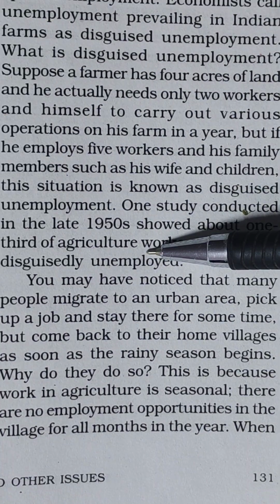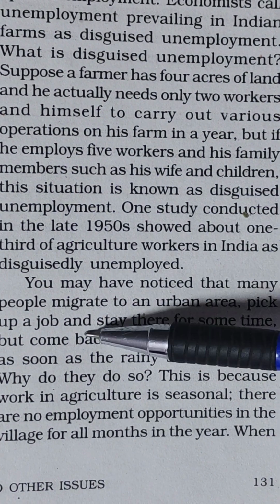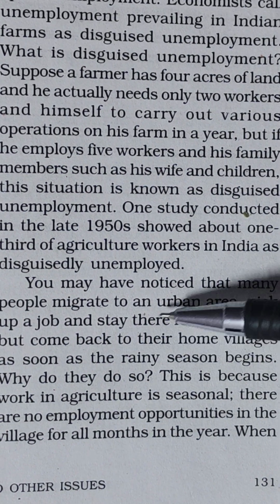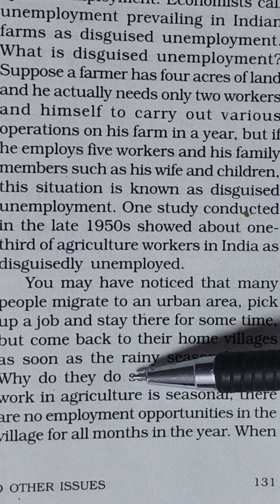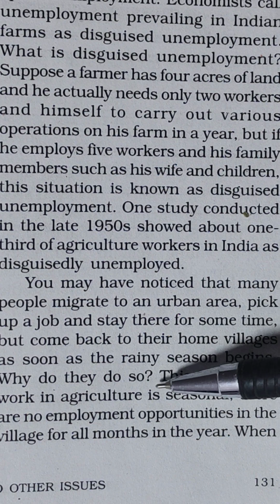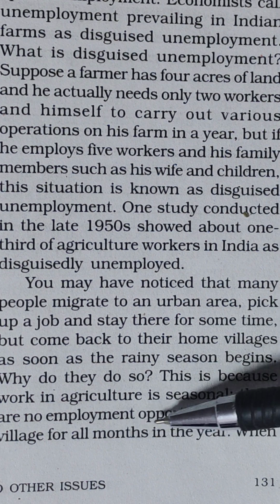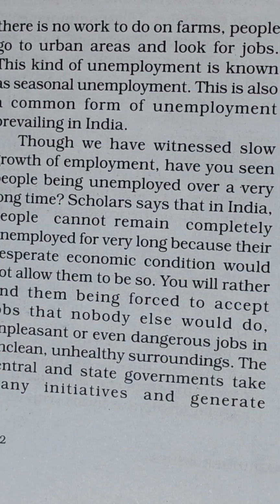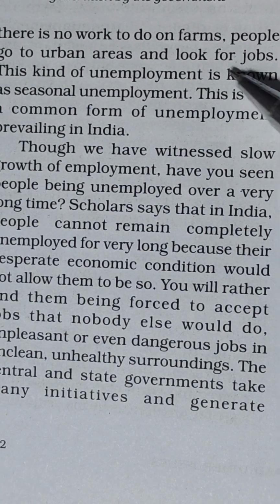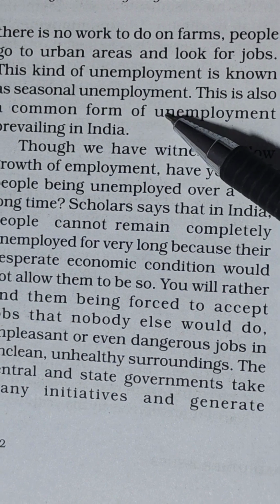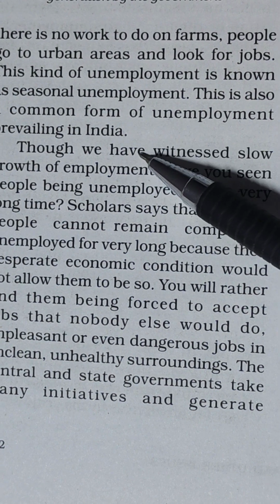You may have noticed that many people migrate to an urban area, pick up a job and stay there for some time, but come back to their home villages as soon as the rainy season begins. Why do they do so? This is because work in agriculture is seasonal. There are no employment opportunities in the village for all months in the year. When there is no work to do on farms, people go to urban areas and look for jobs. This kind of unemployment is known as seasonal unemployment. This is also a common form of unemployment prevailing in India.